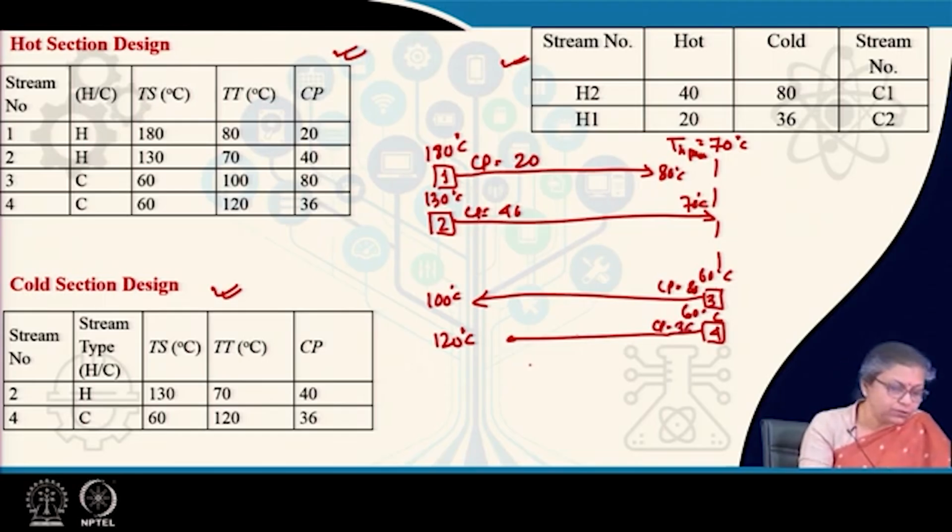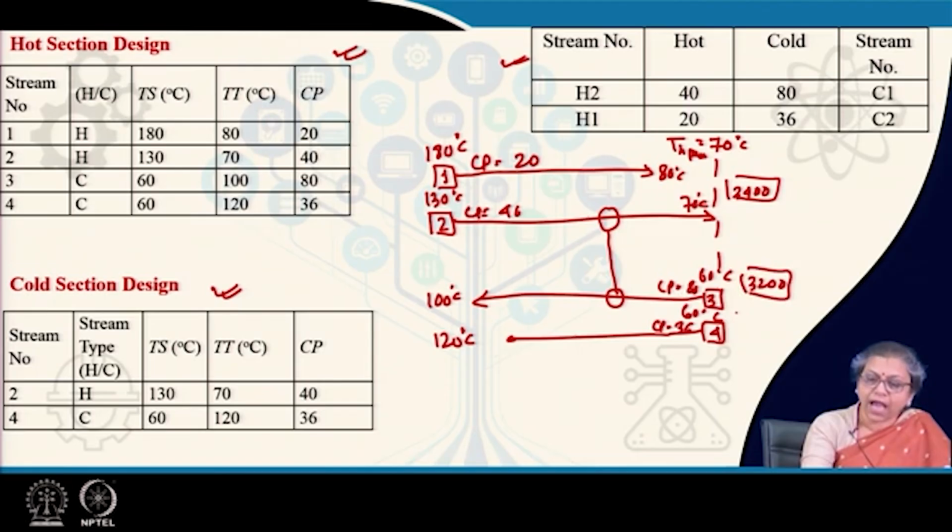Perfect. So, I already know where I am going to place the matches. This is very clear from here. So, I start placing the matches between H2 and this one. And here, if you calculate it, you will find that for the hot stream, the total amount of heat that has to be removed is 2400. You can just calculate and find out. For the cold stream, the amount of heat that has to be removed is 3200.